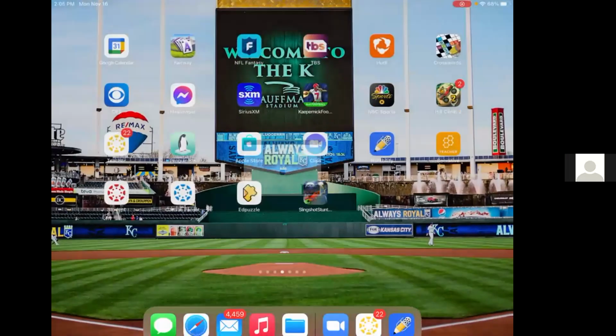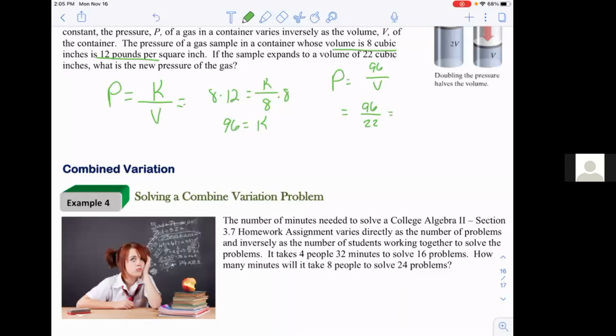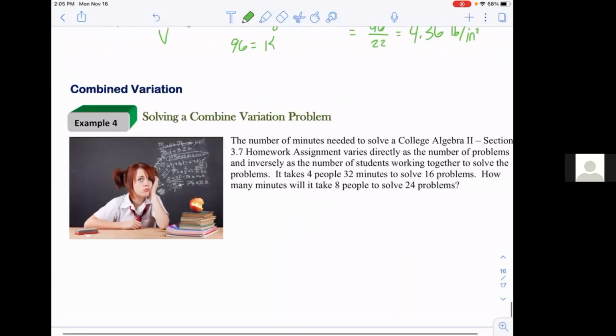I'm going to go back to Notability. Thank you. But I can't be back in Notability, I got to be back in Zoom. 4.36. All right. Is this our last problem?